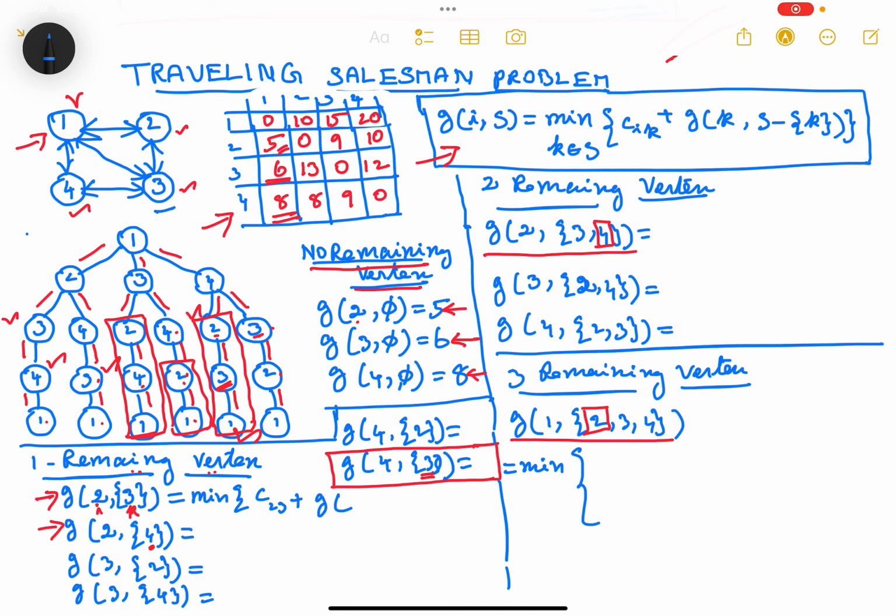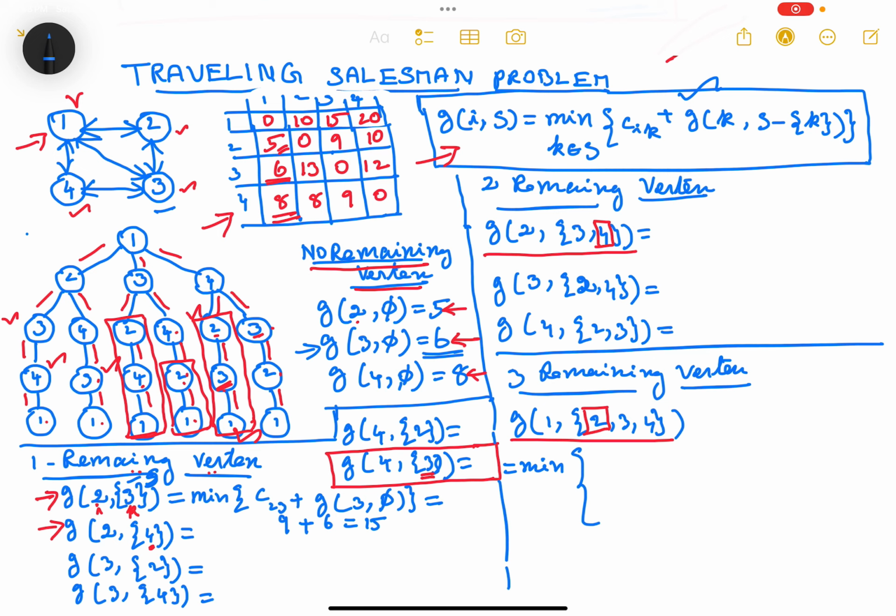What is C23? See the table. C23 is 9. So it is equal to 9 plus g of 3 comma empty set. We have calculated g of 3 comma empty set, which is equal to 6. So taking 6, we get 15. 15 is g of 2 comma 3. In this way we can do calculations for other values also.